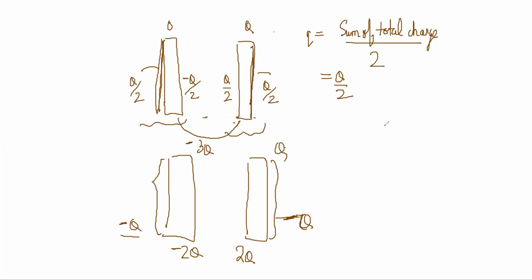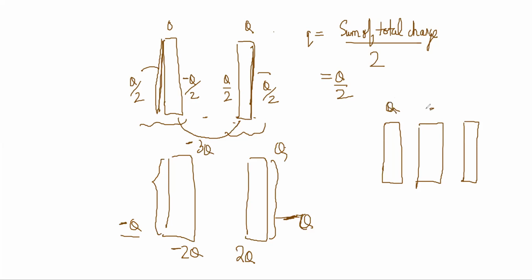So in case it was a question like this, I give Q here, minus 2Q here, and 3Q here, right? This surface and this surface will have total charges of Q and Q, right? This will have Q here, so 0. That is weird.